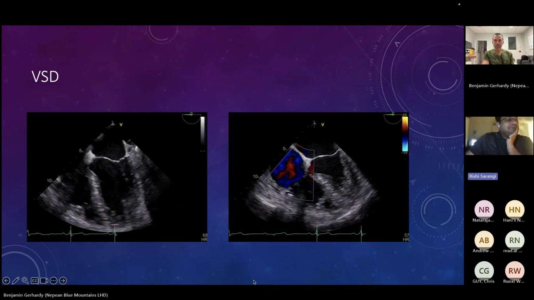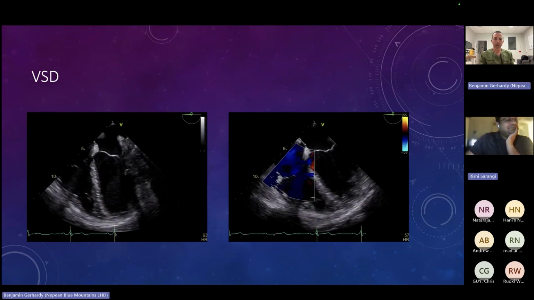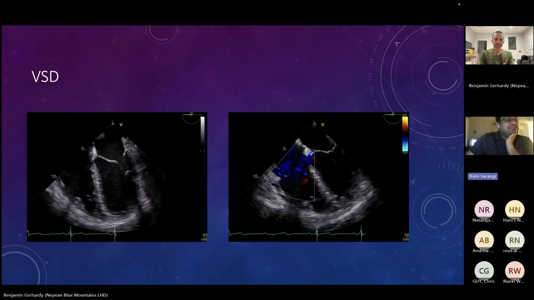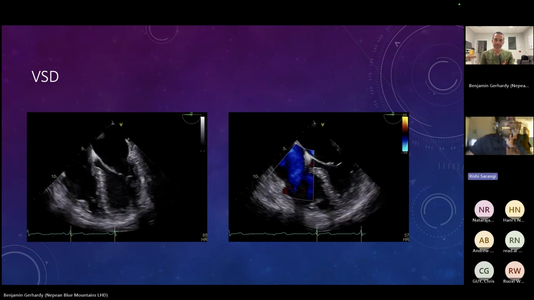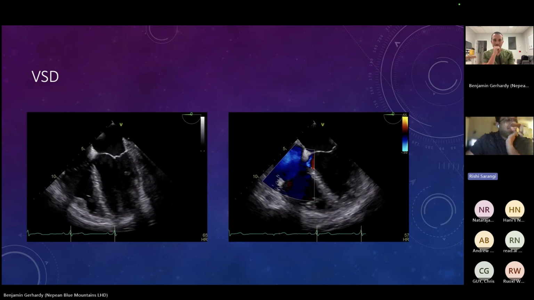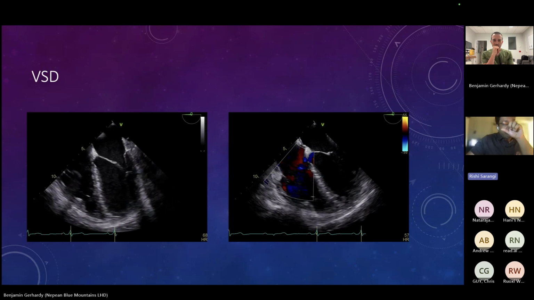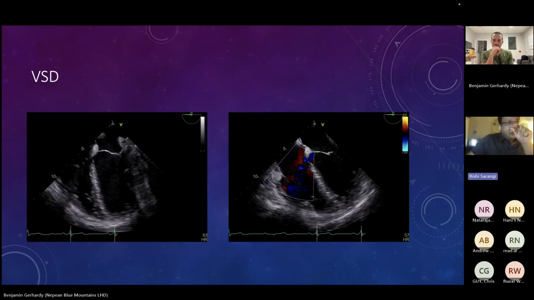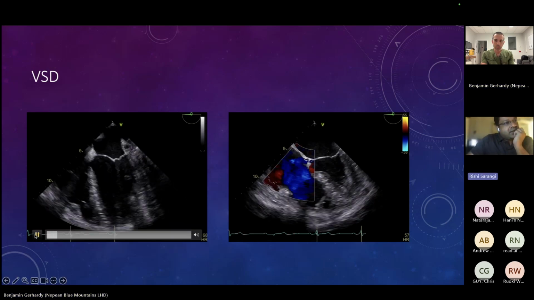So these are the TOE images, mid-esophageal view at 0 degrees with the heart in 4-chamber view. There appears to be a defect, probably looking like a membranous VSD, with the flow jet coming from the left towards the outflow tract towards the RV, potentially causing mild RV dilatation as well on the second image.